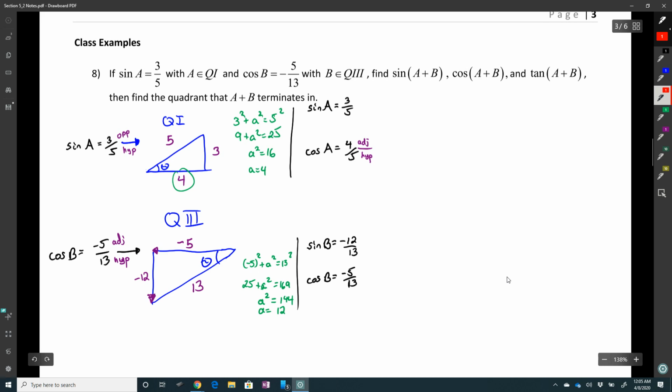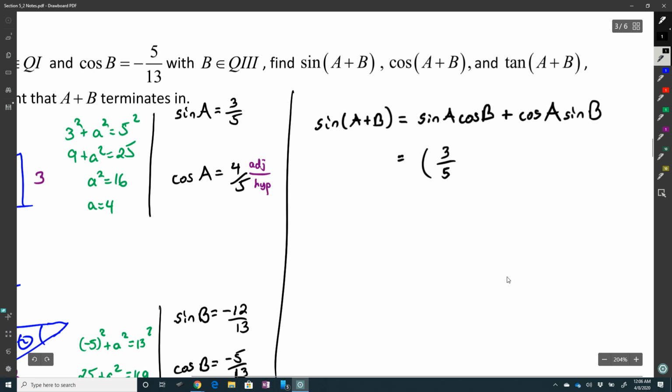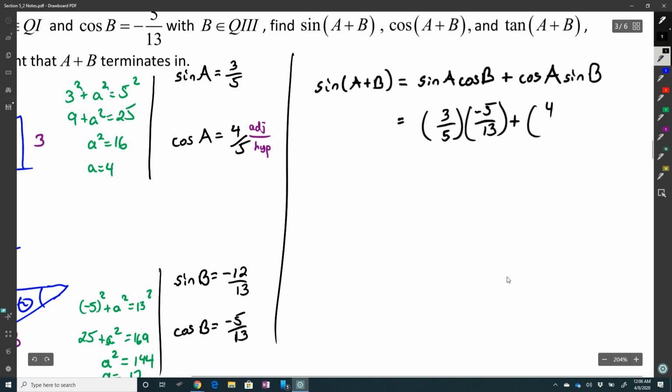so now that we have our stuff, I can now figure out all my formulas. So for sine of A plus B, I'm trying to write small so it'll fit. It'll be sine A, cosine B, the sign stays the same, cosine A, sine B. And I can already look at them. Sine of A is 3/5. Cosine of B, it's down here, negative 5/13. Cosine of A is 4/5. Sine of B is negative 12/13.